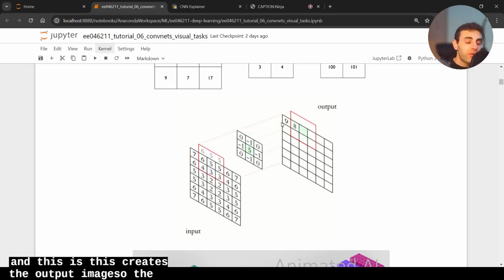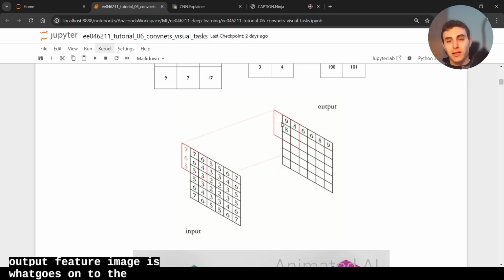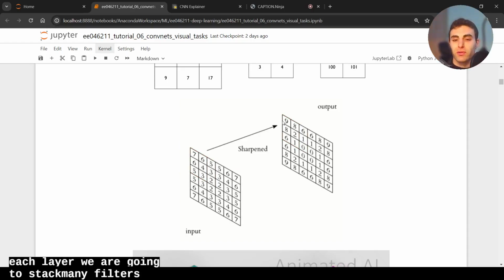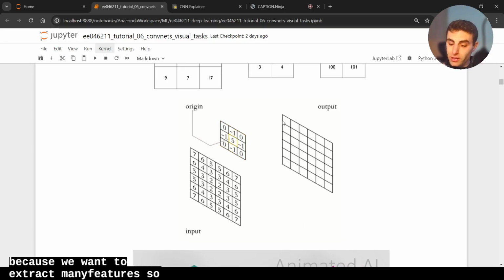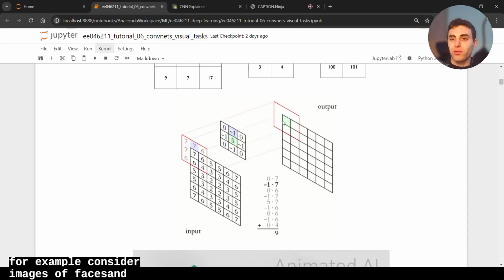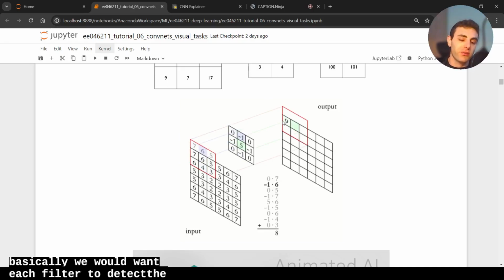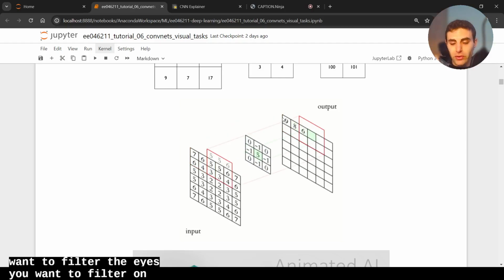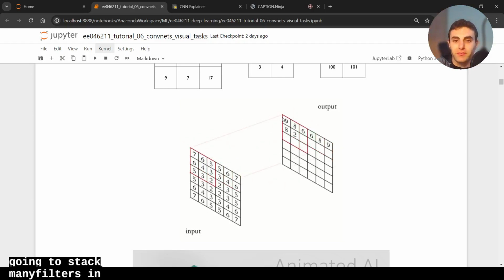So the output feature image is what goes on to the next layer, so to the next stack of filters. Now, in each layer, we are going to stack many filters because we want to extract many features. So, for example, consider images of faces, and we want to detect some features. So basically, we would want each filter to detect different features. So we want a filter to detect the eyes, we want a filter to detect the ears, the mouth, and so on. So this is why we are going to stack many filters in the same layer.